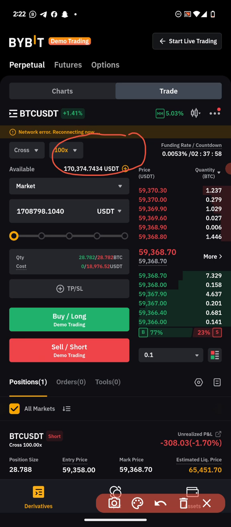You cannot have -200% if you are using isolated. Immediately you get to -100%, it's going to liquidate that position. Do you understand? So that's the difference between isolated and cross.